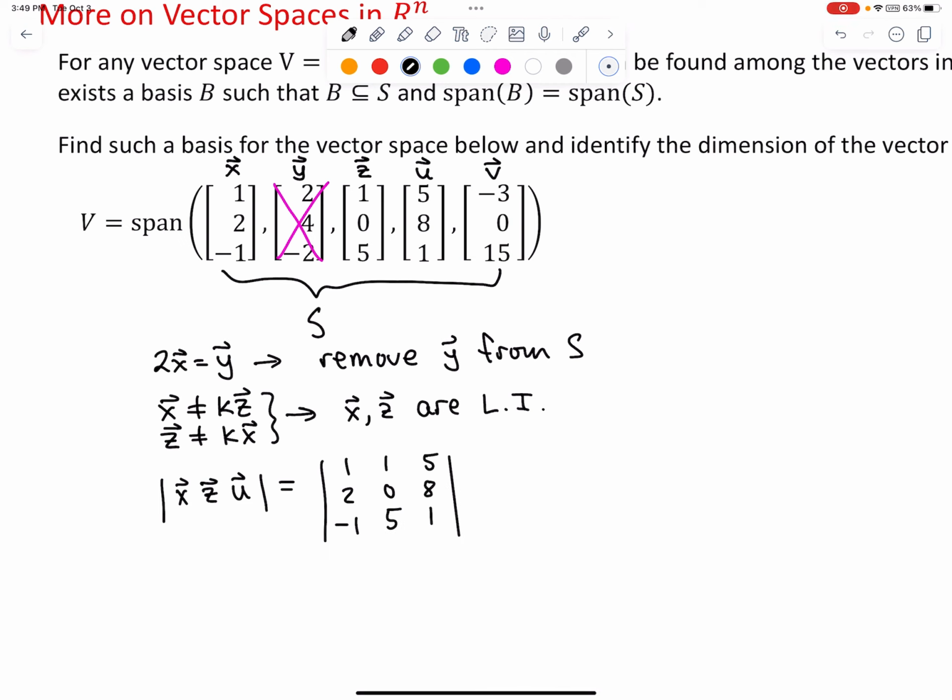And when we calculate this determinant, we do get 0. And when that happens, this suggests that the vectors are linearly dependent. Therefore, we know that adding the vector u to the collection of x and z created a dependent set, which means that u was coplanar with x and z, which means that we don't want to include this latest vector u. We can eliminate it.